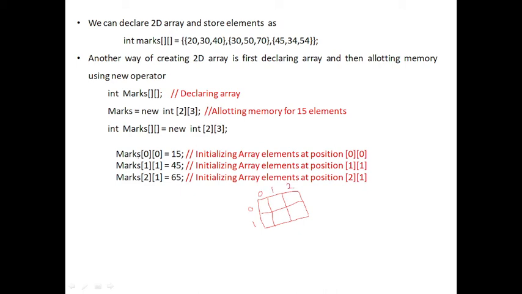If you observe here, marks of 0, 0 means this location. Row index is 0, column index is 0. In this location what we assigned is 15. So 15 like this. Marks of 1, 1 means this is the row index, this is the column index. Here you have to store 65.